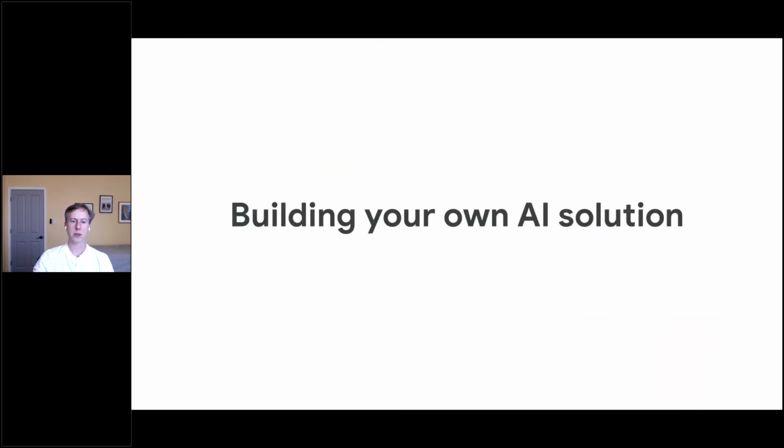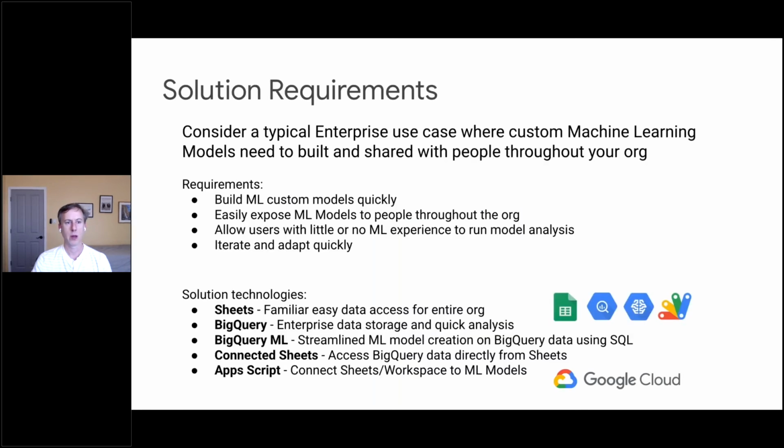So now let's talk about building your own AI solution. So let's look at combining some of these technologies we just discussed for maybe that problem, maybe a different problem. So let's look at what your solution requirements might be. If there's a typical enterprise use case where you need to build a custom machine learning model and share that with people throughout your organization, there are a few technologies we could look at combining together.